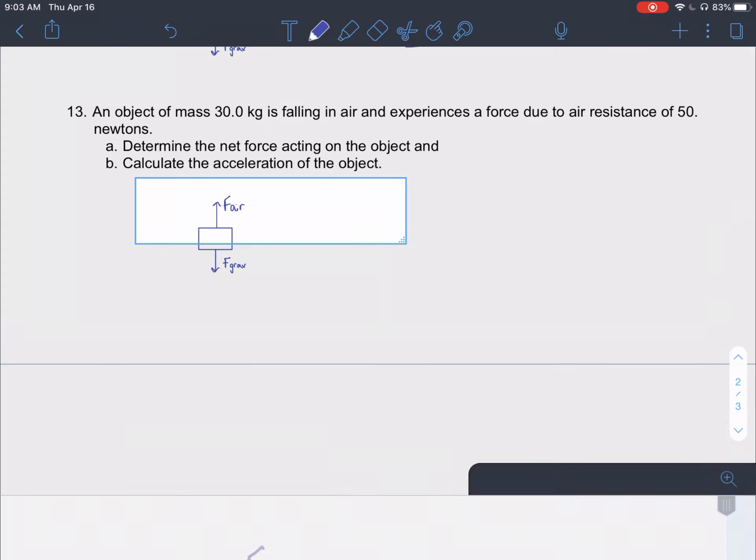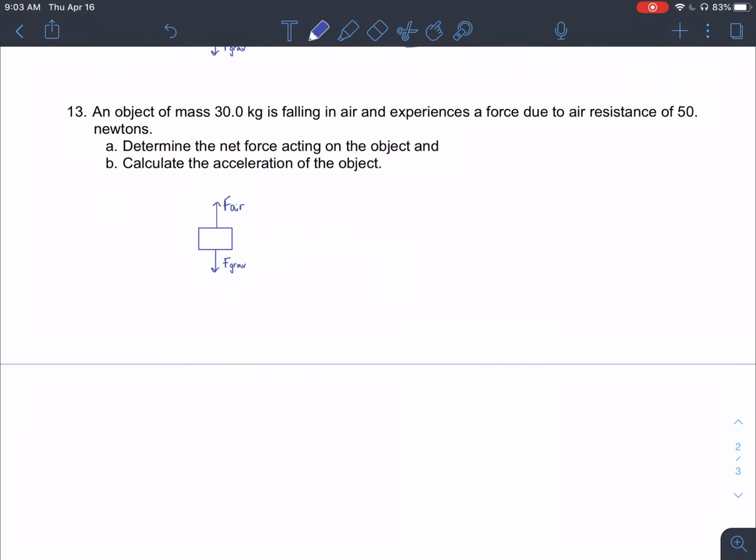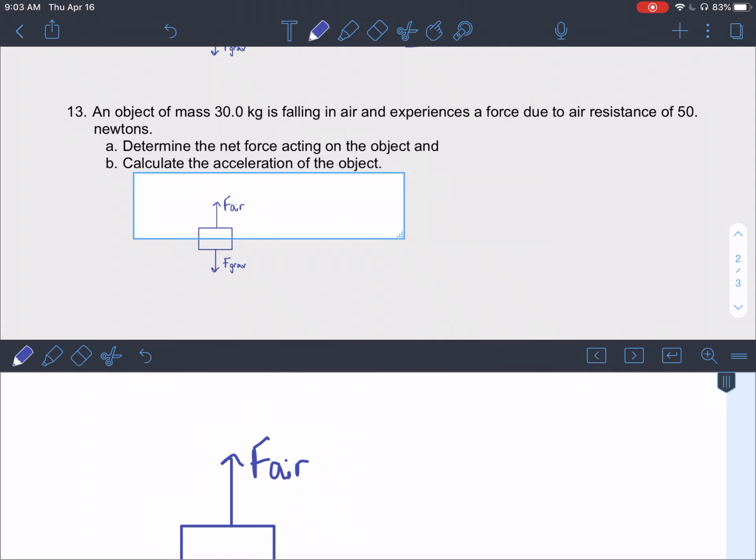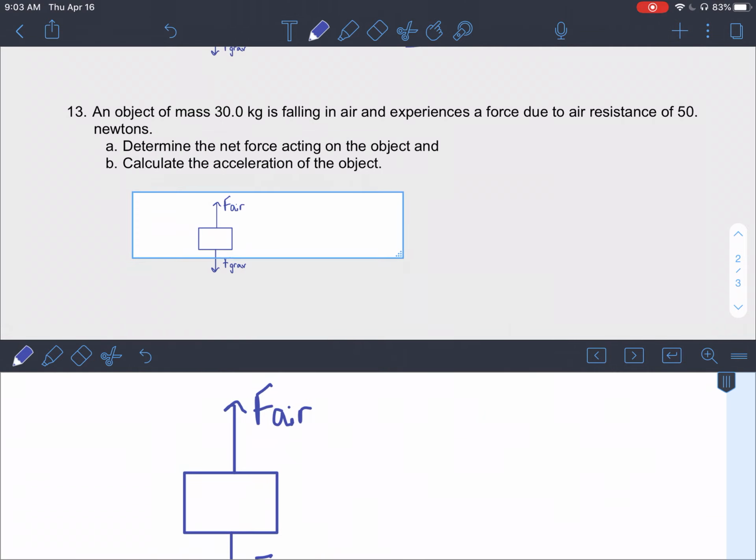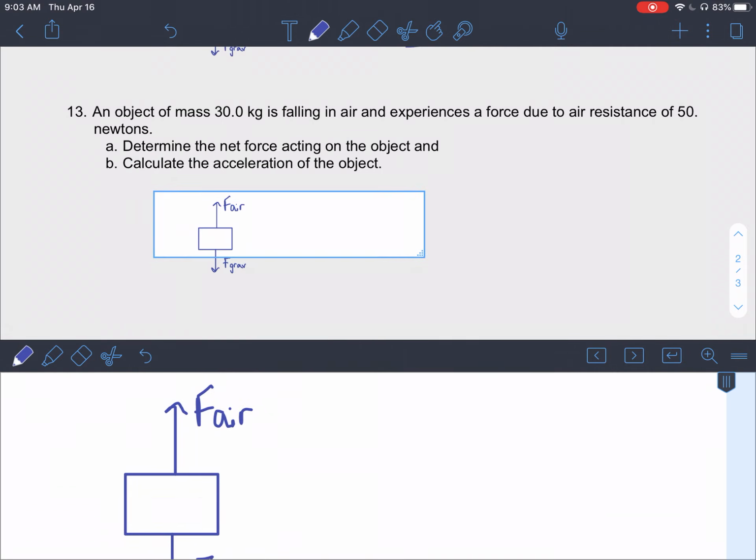Okay, and I did not draw those arrows to scale, by the way. Okay, so we have an F up and an F down. So let's try to answer these questions. Determine the net force and calculate the acceleration.